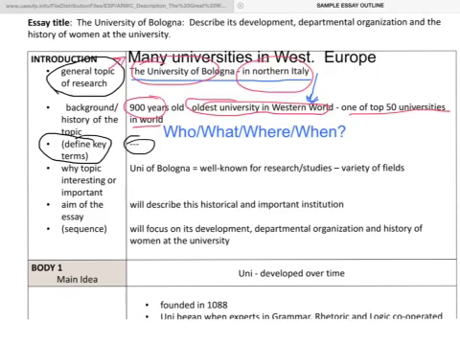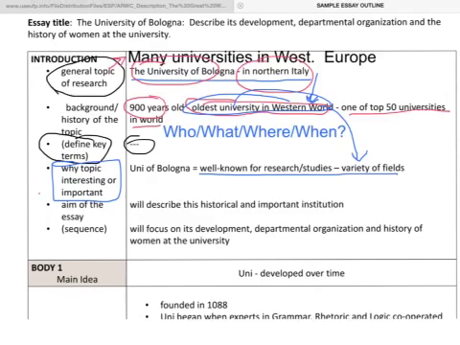The next part of the introduction is why the topic is interesting or important. And in this case, it's interesting or important because it's well known, but I think more importantly than that, it's the oldest university in the Western world. So I would put that down here, not in the background, because that, I think, is the most interesting thing about the University of Bologna.